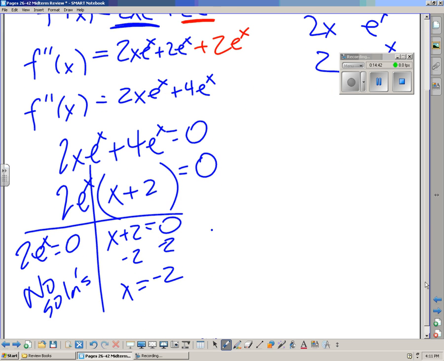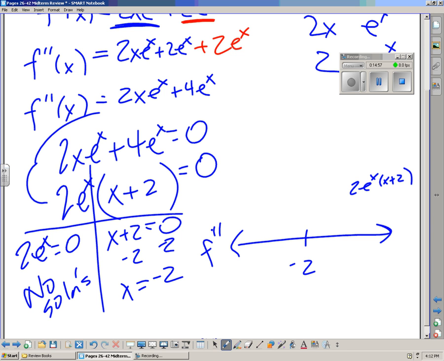So we need to make a little number line for ourselves for f double prime. So we only have negative 2 on this number line. Our derivative is 2e to the x times x plus 2. I can use the factored form of the derivative because it is equal to the derivative. There's no manipulation of the equation there. You're just manipulating one side of things. So you can use that factored form pretty straight up.